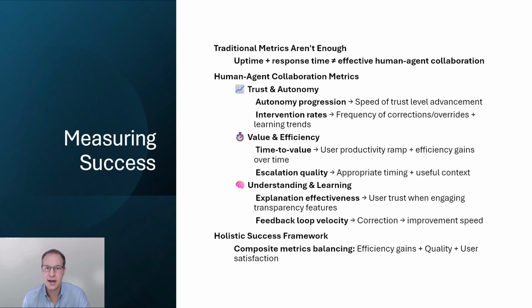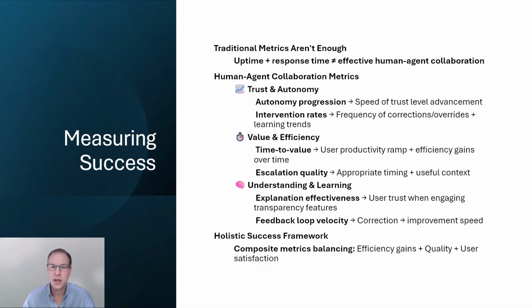Finally, the third area is the one that we use to measure how well the agent can improve and continually learn. The explanation effectiveness metrics assess whether users understand and trust agent reasoning when they engage with the transparency features. Feedback loop velocity measures how quickly the user corrections translate into improved agent performance. This is really important to make sure that the agent is actually learning.